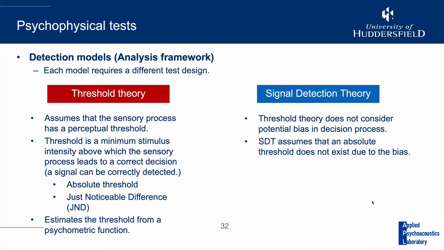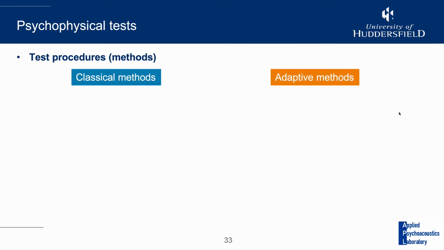For example, the state of mind or any external environmental conditions can influence our decision process, and therefore the response can vary from time to time, even for the same stimulus. So SDT analysis measures sensitivity and decision criterion instead of threshold, although threshold can be estimated as well from an SDT experiment.